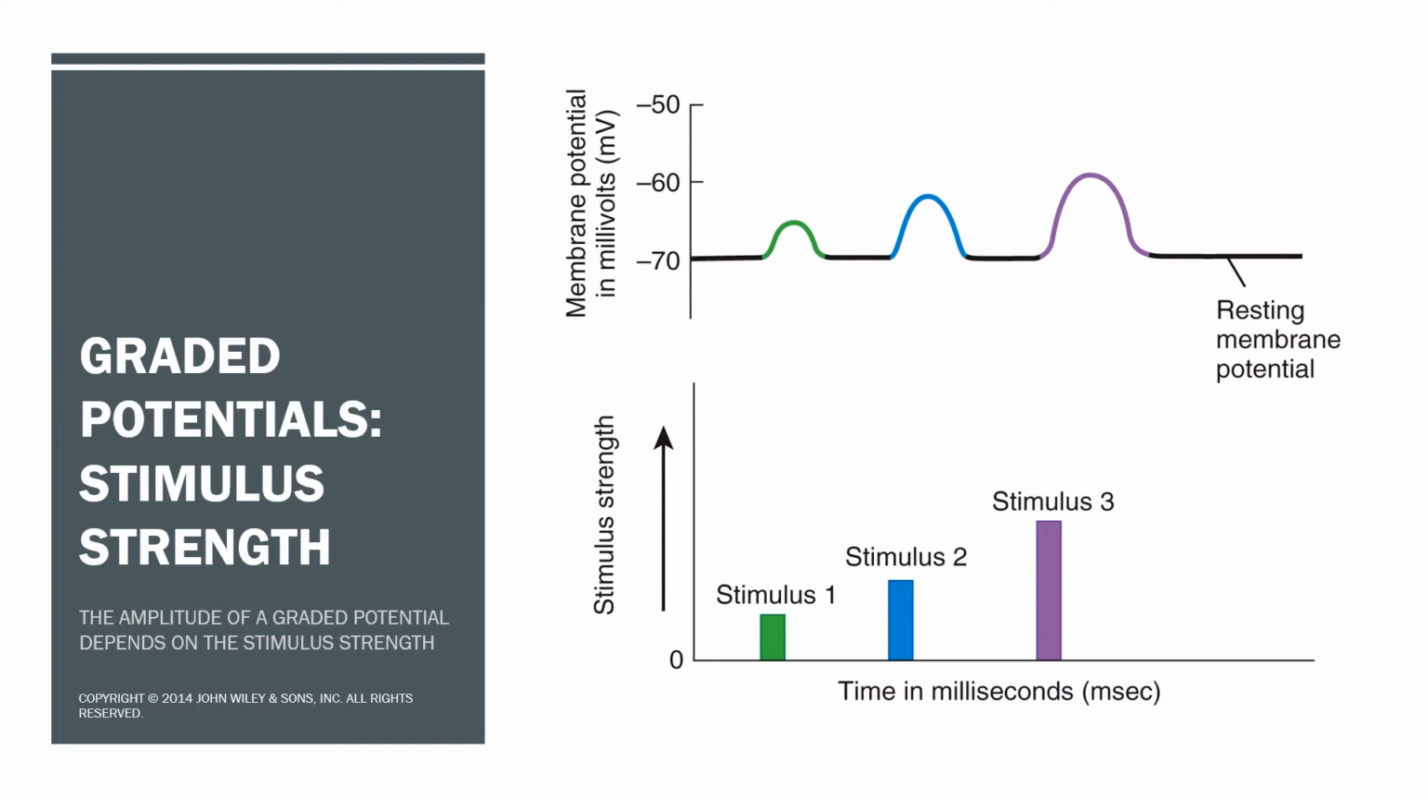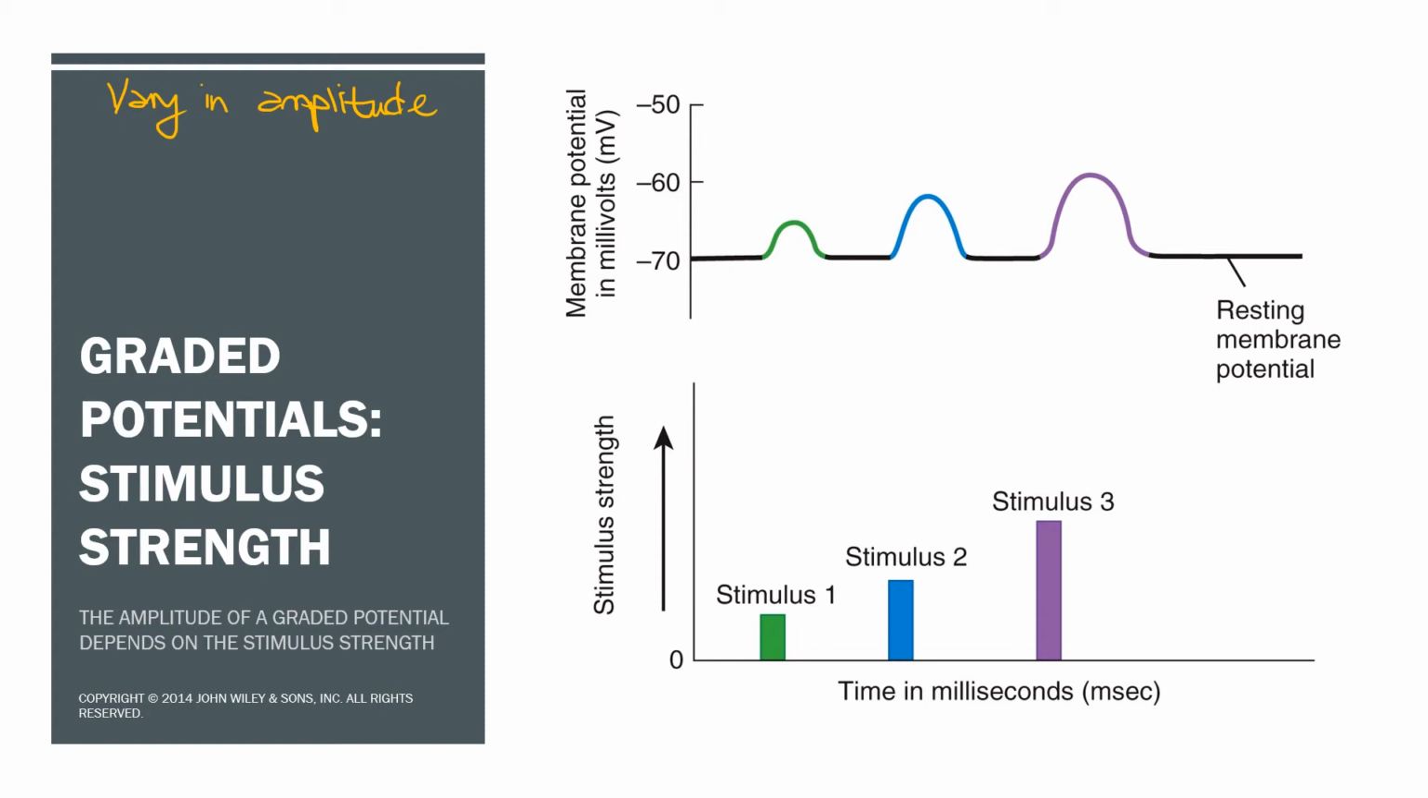To say that the potentials are graded means that they vary in amplitude. That's essentially what we're talking about when we talk about graded potentials. This amplitude depends on the size of the stimulus. So the amplitudes of the potentials are larger or smaller depending on how many ligand-gated or mechanically gated channels have opened or closed, and also for how long each remains open.